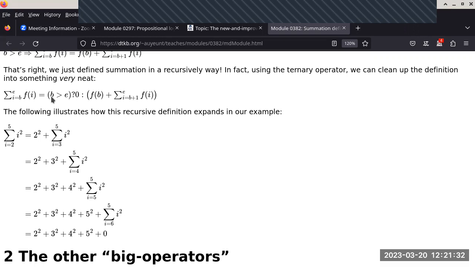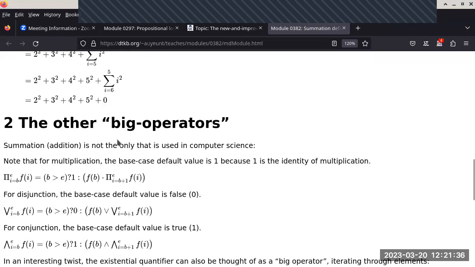All right, so now we proceed to talk about the other big operators. The first big operator is the pi operator, which is the product. Pi, p, is product; sigma, which is s, is sum. So the pi operator is about multiplication. You can see how the pi operator has about the same format. We start with b, we end with e, and the terms that we are multiplying together are once again f of i.